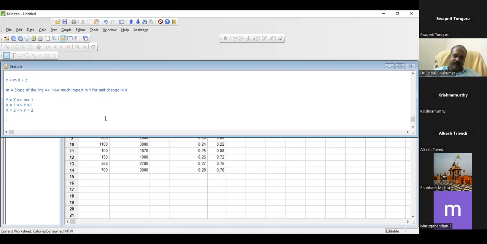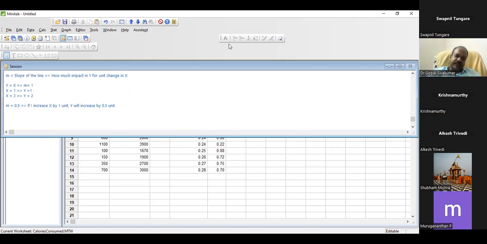Yes, sir. If m equal to 0.5, can somebody tell me the meaning? Come on. If I increase x by 1 unit, what will happen to y? It will be half. It will increase by 0.5 unit. Do you understand how the m is helping you?